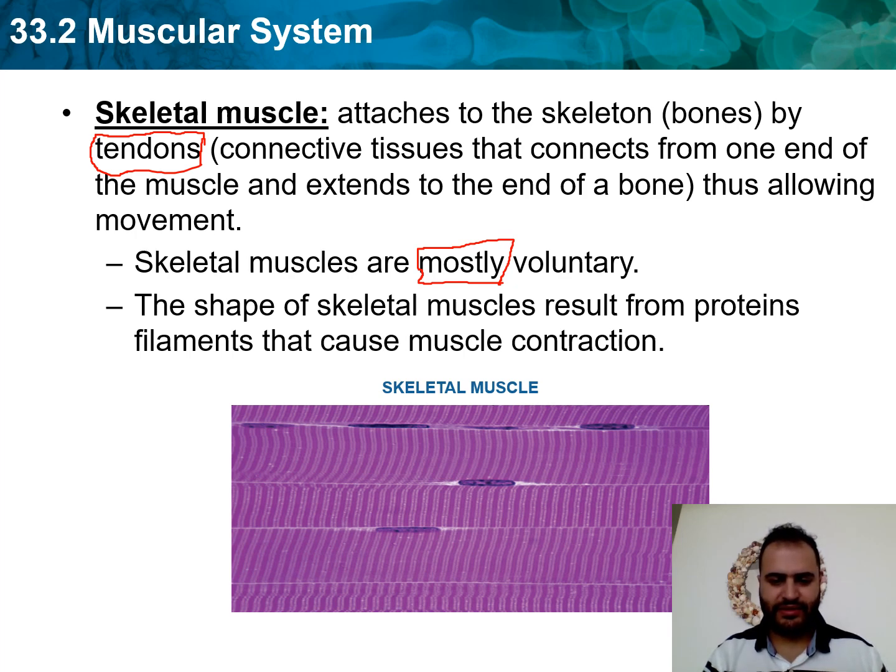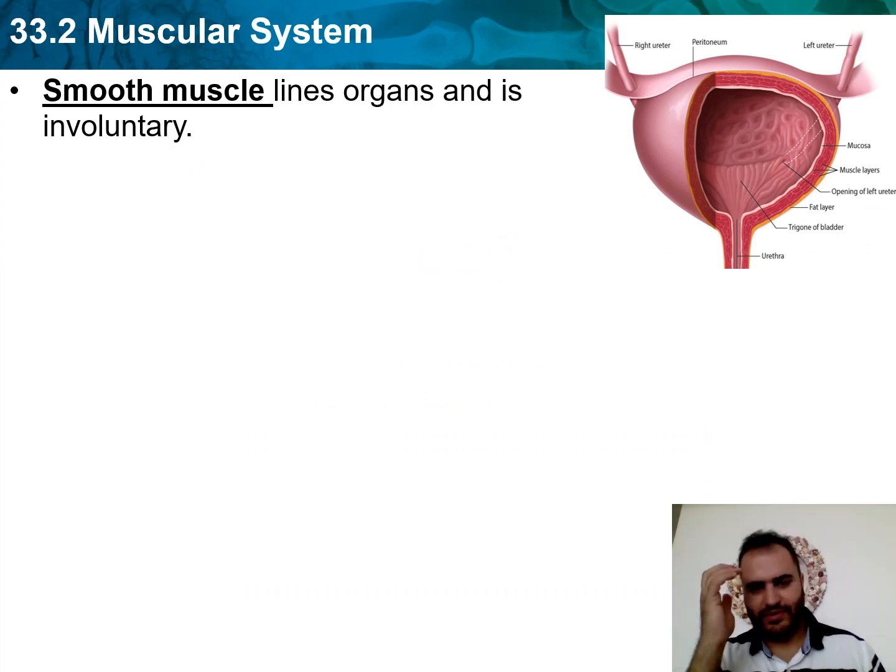These we call them striations, like strips, lines. Second type of muscles is smooth muscle. It lines organs and is involuntary. I mean by a line organ as if it covers organs. For example, your stomach is a muscular sac. It's nothing but a hollow sac of muscles made of 3 layers of smooth muscles.